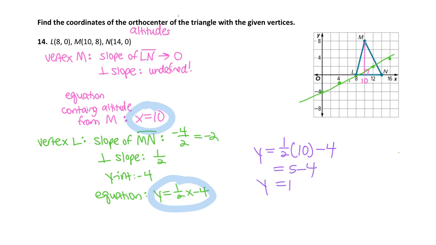So the coordinates of the orthocenter are 10, 1. That's where the orthocenter is here. And on this graph, you might say, Miss Wooten, that's not 1. 1's up here. No, it's not, because the graph is going by 2's. So that does look reasonable. 10, 1 looks like a reasonable answer for our orthocenter. All right, that's it for number 14. Thanks for watching.